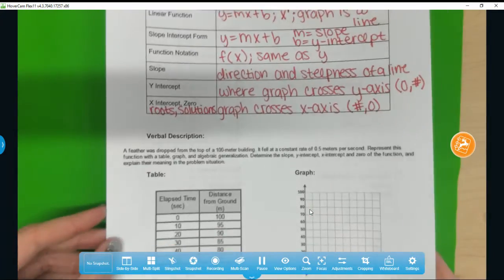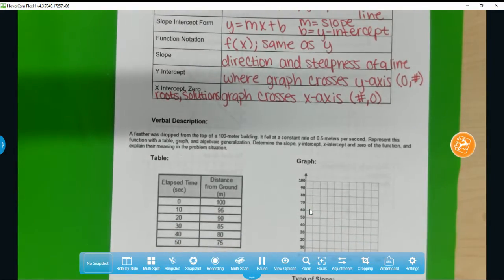Okay, so let's look at these. A feather was dropped from the top of a 100-meter building. It fell at a constant rate of 0.5 meters per second. Represent this function with a table, graph, and algebraic generalization. Determine the slope, y-intercept, x-intercept, and zero of the function, and explain their meaning. Okay, so there's a lot to do here.